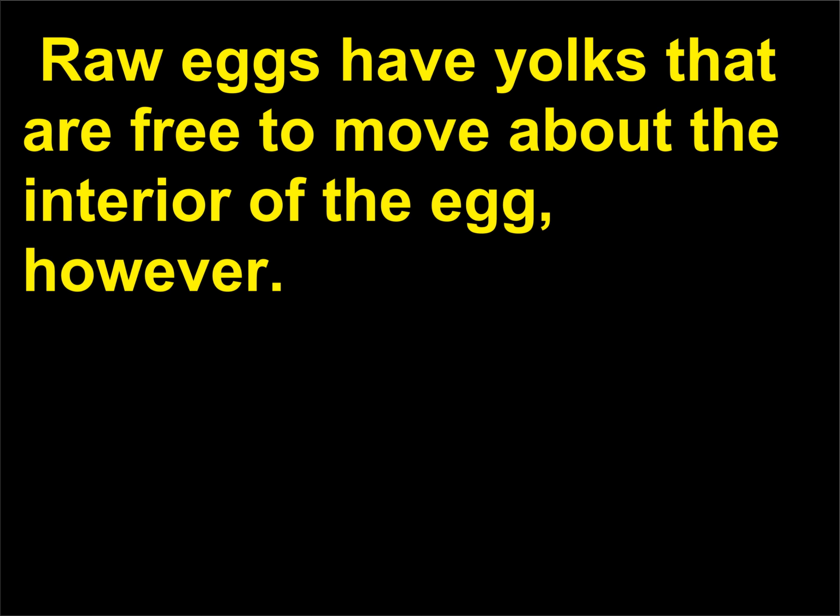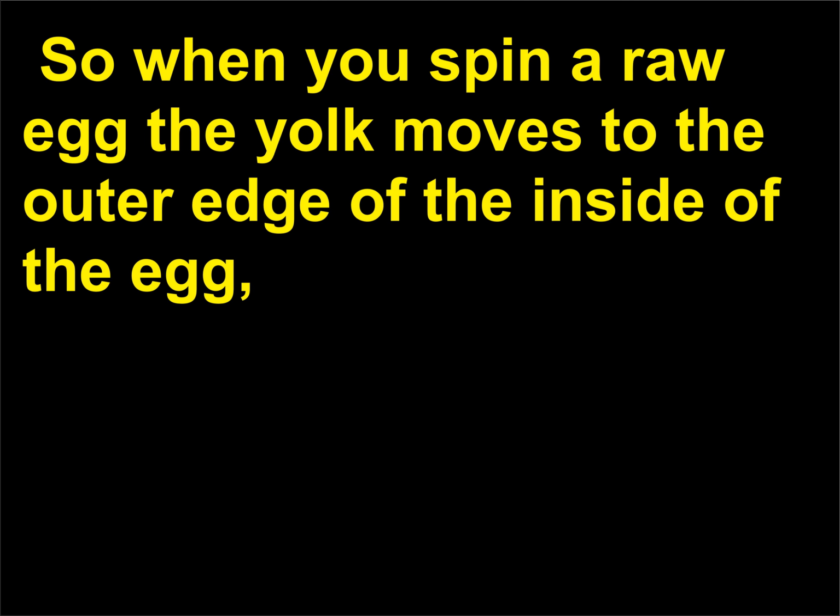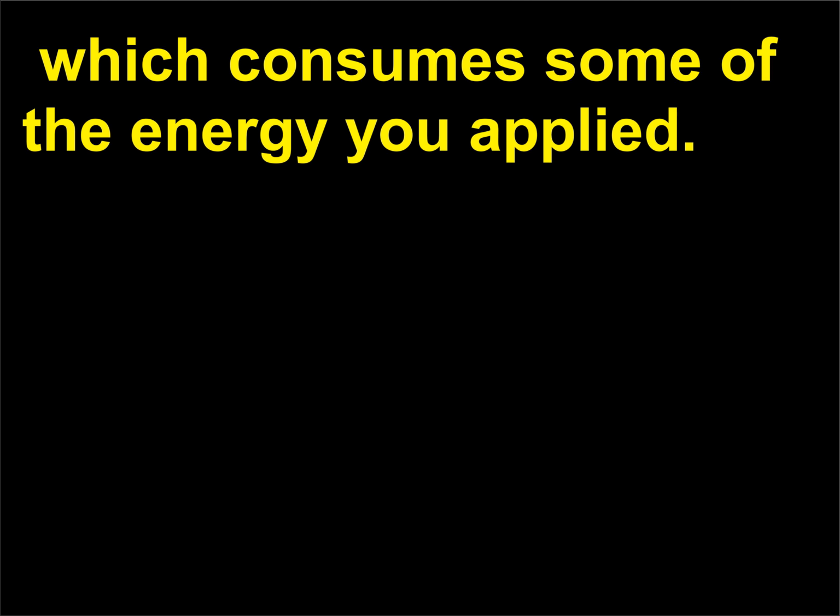Why do hard-boiled eggs spin, while raw eggs don't? Hard-boiled eggs are solid all the way through, so when you spin the egg, all the energy you apply goes into spinning the whole object. Raw eggs have yolks that are free to move about the interior of the egg, however. So when you spin a raw egg, the yolk moves to the outer edge of the inside of the egg, which consumes some of the energy you applied.